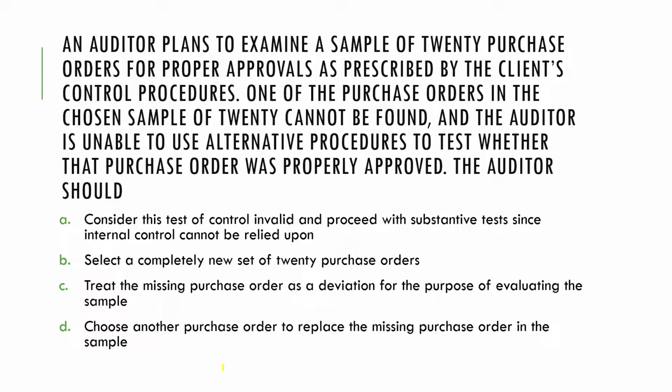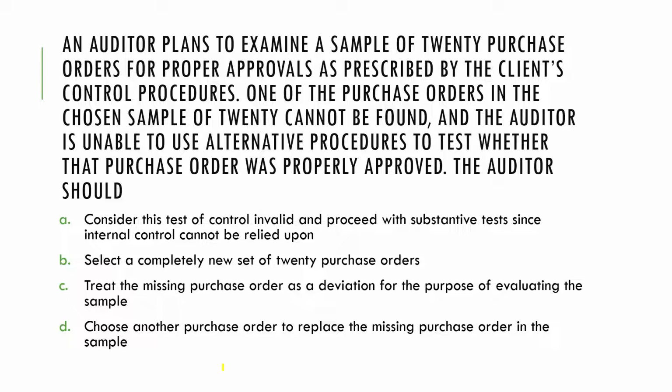Next, an auditor plans to examine a sample of 20 purchase orders for proper approvals as prescribed by the client's control procedures. One of the purchase orders in the chosen sample of 20 cannot be found, and the auditor is unable to use alternative procedures. So, if you would remember, we are saying that in the case of missing documents where no alternative procedure can be done, then this is normally considered as a deviation for purposes of testing. So if we're going to evaluate our choices, letter A says consider this test of control invalid and proceed with substantive tests since internal control cannot be relied on.